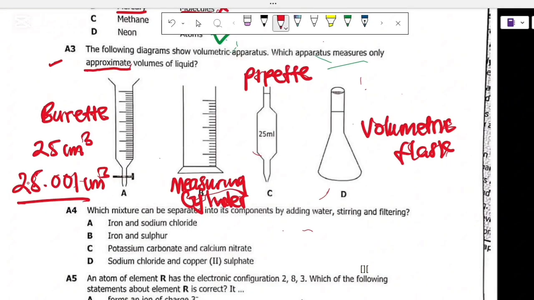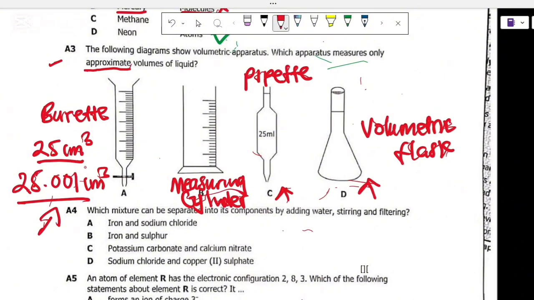you can use a burette to measure this. A burette can measure this. A pipette can also measure this. Even this volumetric flask can also measure this. The only apparatus that cannot measure this accurately is the measuring cylinder. So it can only measure approximately. For example, if you are trying to find the volume of 25.001 cubic centimeters and you just have the measuring cylinder, it means you're not going to get this accurately, but you can measure 25 as an approximate, very close to the value that you are looking for. That is the measuring cylinder.